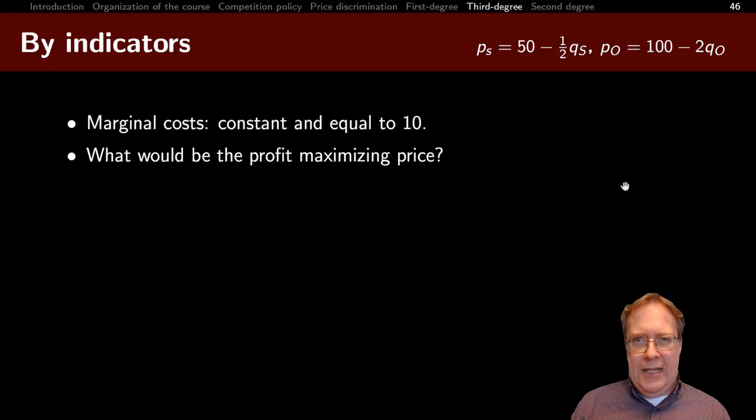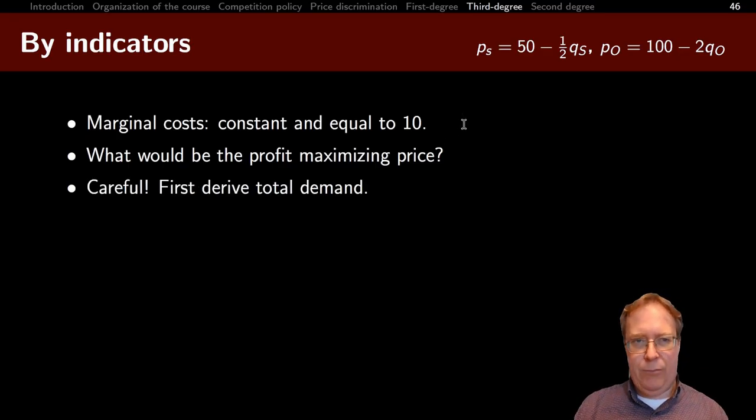Okay, so here are my demand functions again. Let's put some additional numbers. Suppose that marginal cost is constant and equal to 10. And then the question is, of course, what would be the profit maximizing price? We will start with a case without price discrimination.